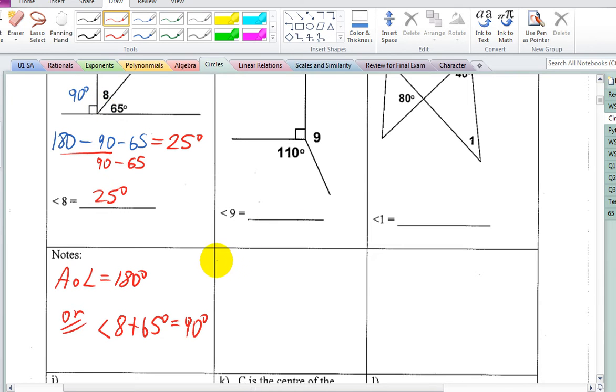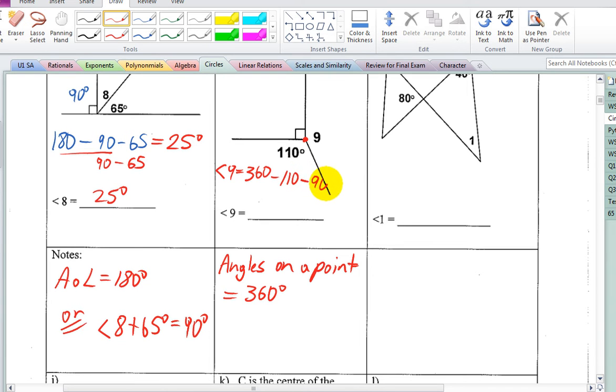Next, angles on a point. Okay, here's a point right in the middle. You have those angles around it. What's the total value? 360 degrees. Okay, so angle 9 equals your total, 360, minus 110 minus what?